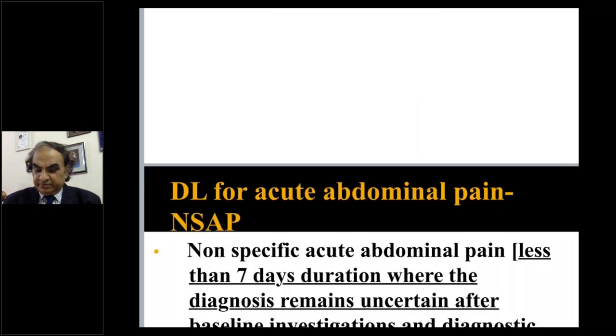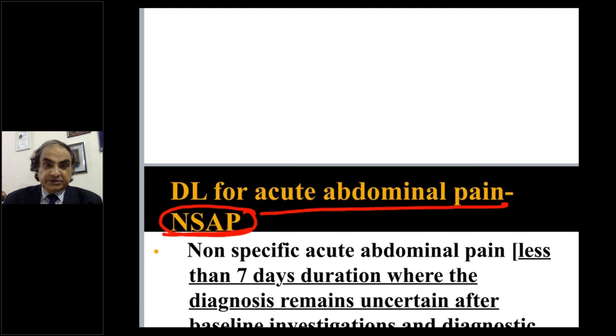Now let's take the important scenario which you have in surgery, acute abdominal pain. I have mentioned here non-specific abdominal pain also, which is seen in ladies, as I mentioned. How do you define it? Even this is a definition. People have got it all objectified. It's not your gut feeling that will decide it. Non-specific acute abdominal pain is of less than 7 days duration, where the diagnosis remains uncertain, not because you're useless, but because the symptoms and signs are not so clear.